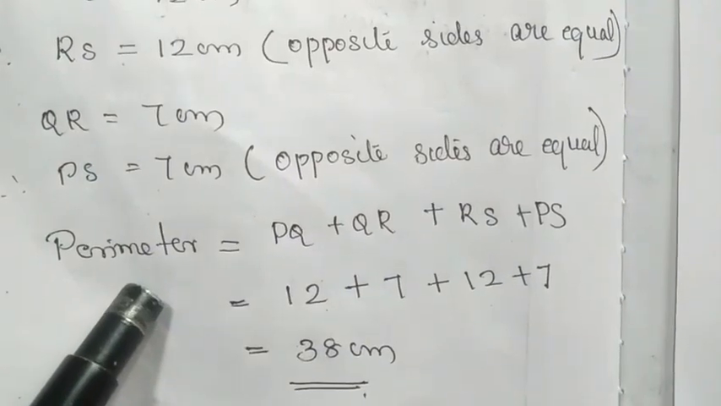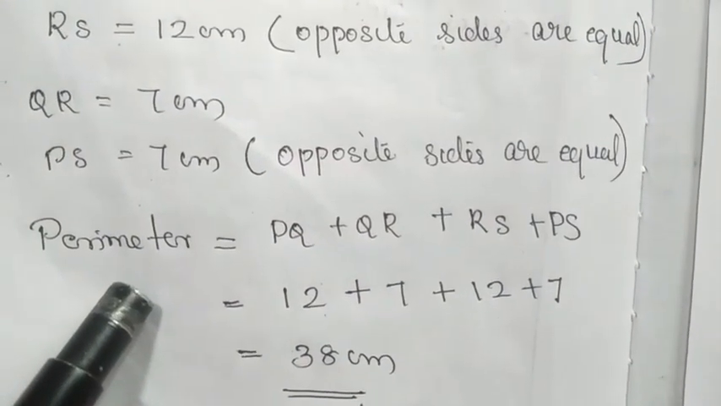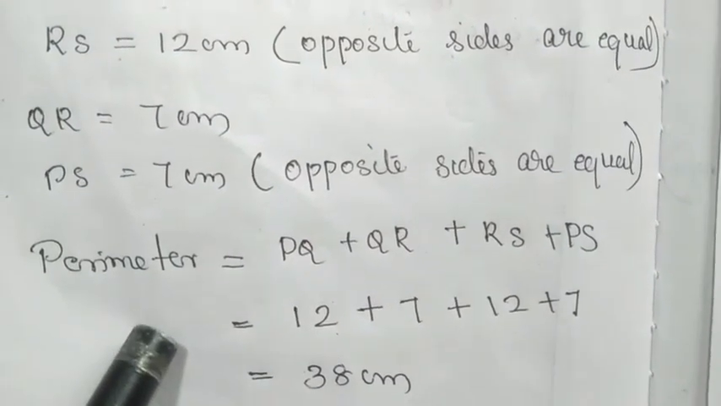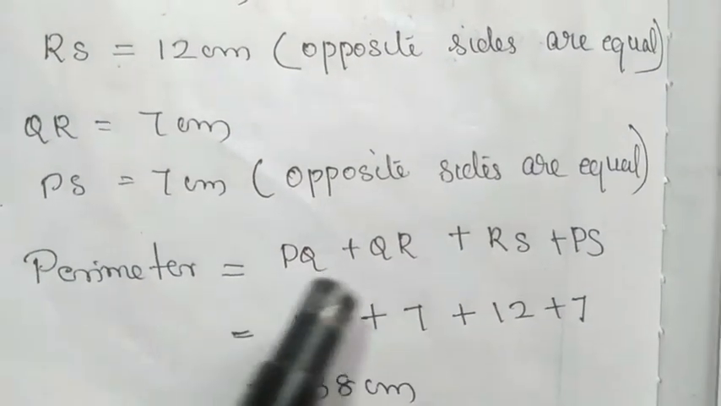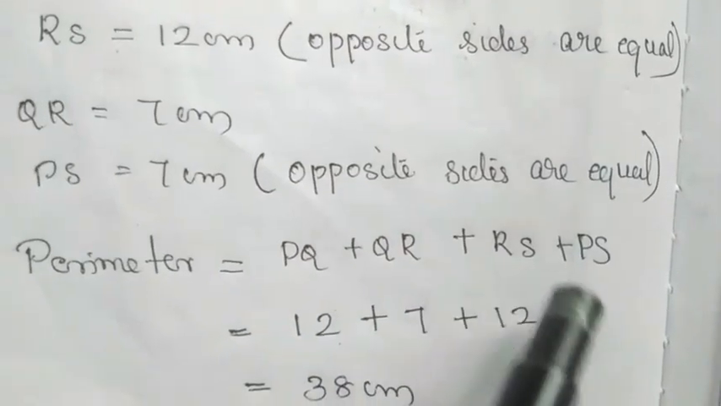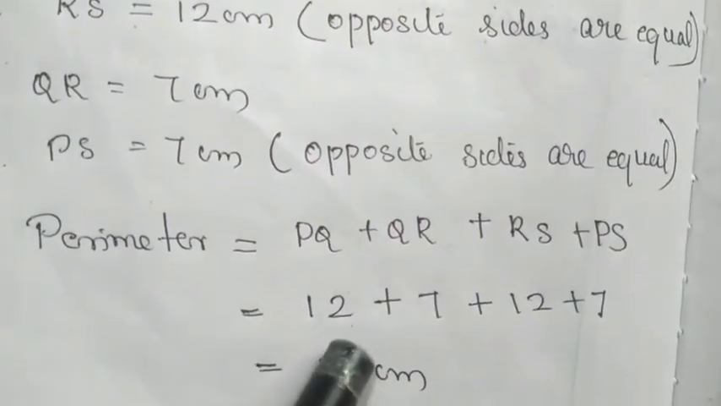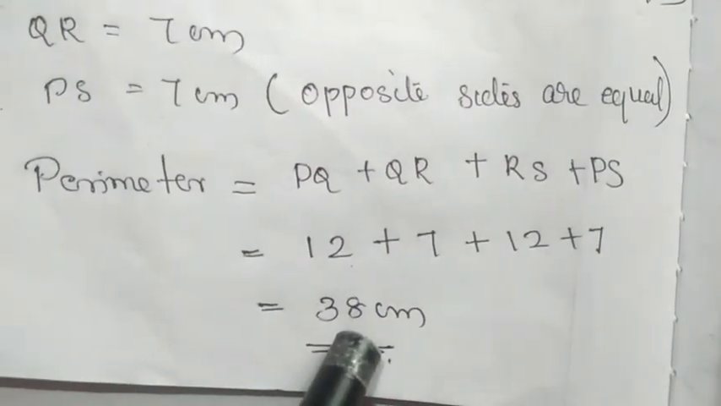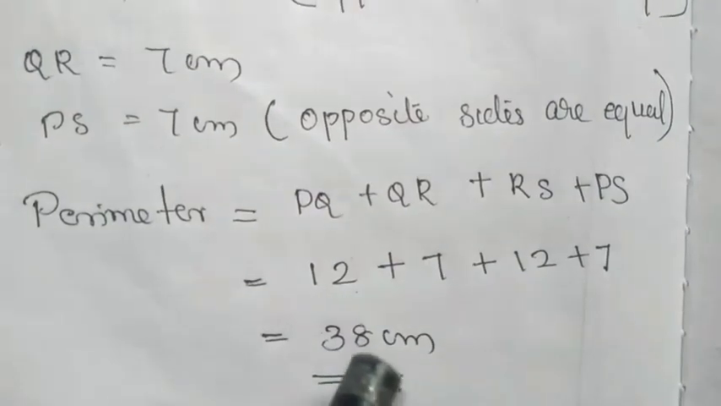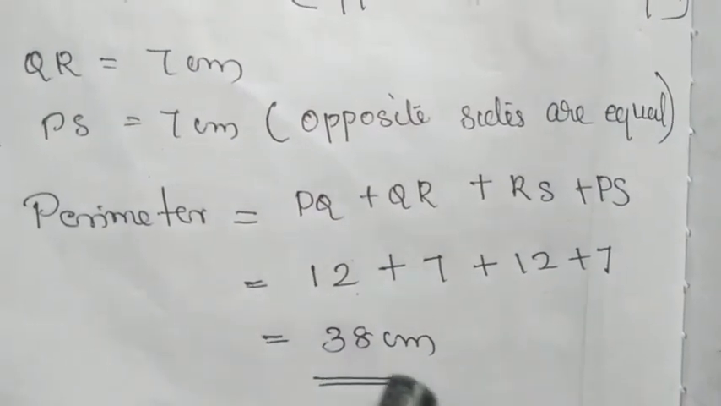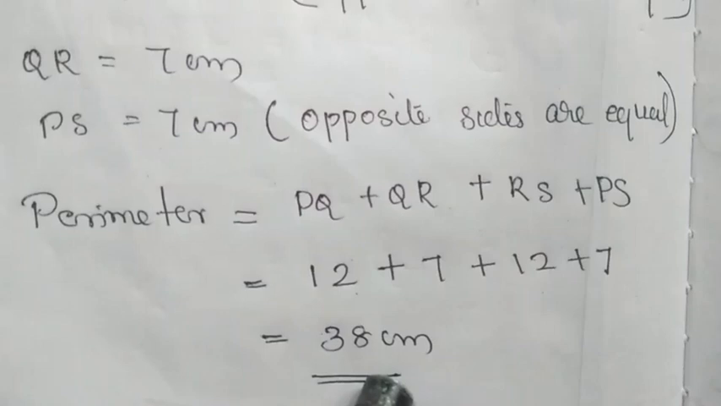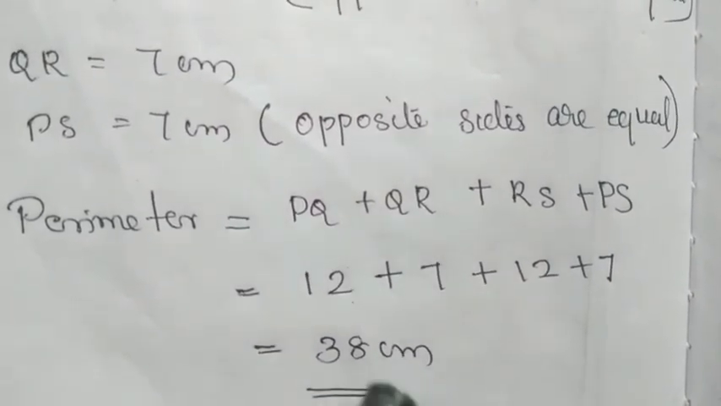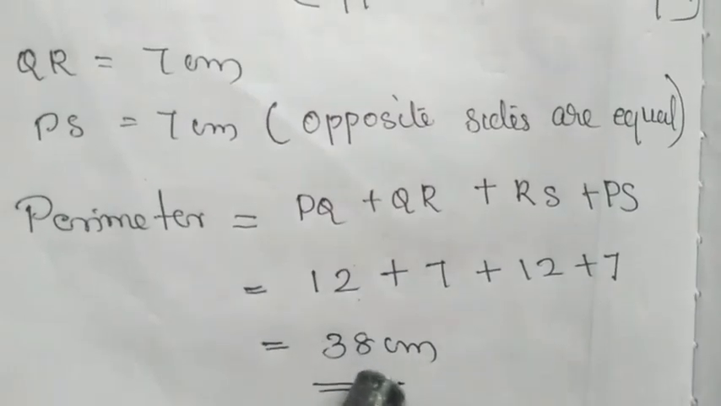What is the perimeter of a polygon? The length around the figure. So the length around PQRS means PQ plus QR plus RS plus PS. We added these four sides and got the answer 38 cm. You must know the perimeter before doing the problem. Perimeter is the length covered by a figure, or the length around the figure. Here we added the four sides and got the perimeter.